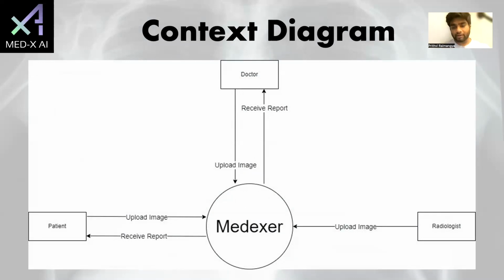Now we're going to understand how our app is working through some basic diagrams. The first diagram is our context diagram, where you can get the gist of our application. Here you can understand that Med-X is our tool which does the magic and has the code for getting the relevant result from the X-ray images. We have three entities, which are doctor, radiologist, and patient. They have the ability to upload the image, and as soon as Med-X does its job, they can download and receive the report.